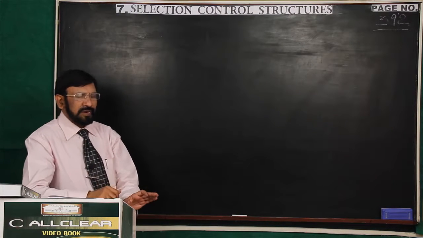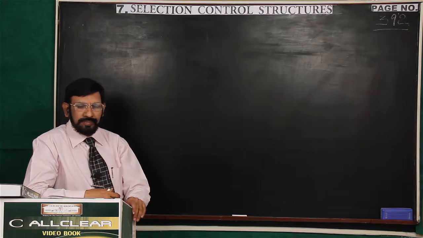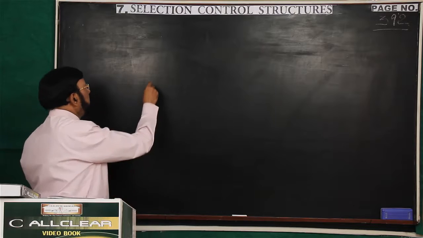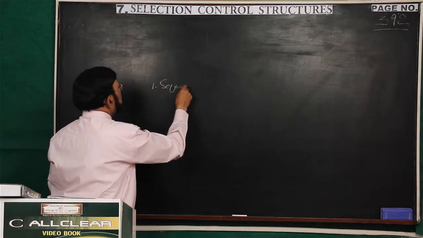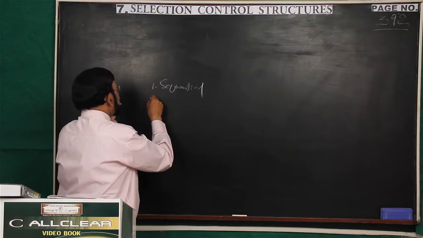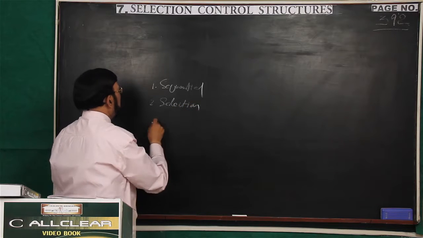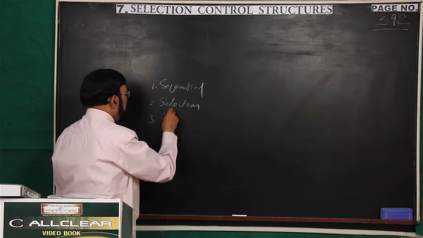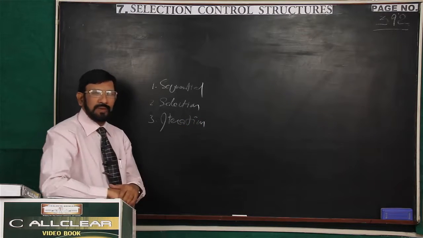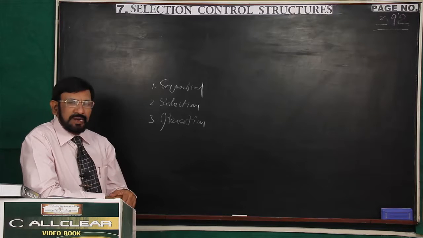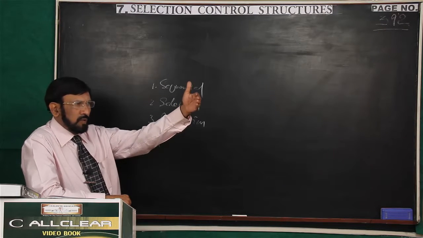So, first let us consider the implementation approaches in real life. There are mainly 3 approaches. First, sequential approach. Second, selection approach. Third, iterative approach. Now, sequential approach. Sequential approach means we perform all the activities sequentially.